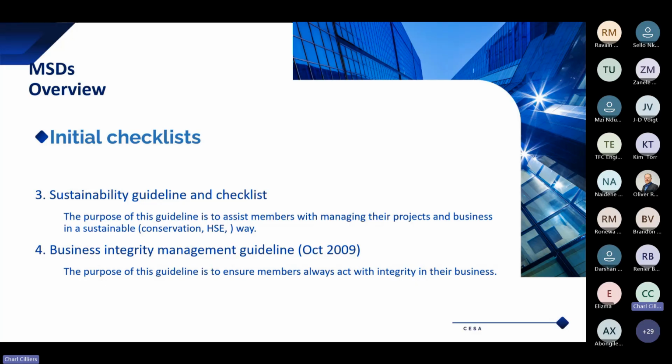And then lastly, there was the Business Integrity Management Guideline, which was drafted in October 2009. And the purpose of that document was to ensure that members acted with integrity in their business. It's very similar to the code of conduct that CESA had at the time, and also the EXA code of conduct.